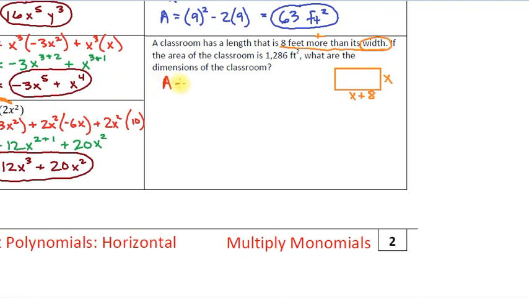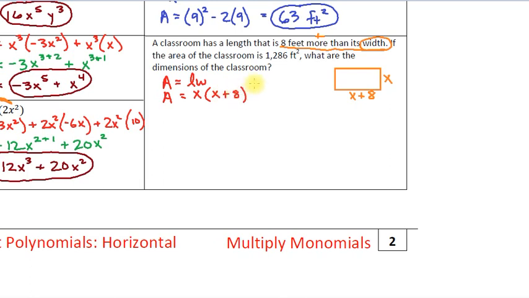The area, if we know the area of a rectangle is length times width, then we know that the area of this room is length times width. And actually, if you look at it, the x plus 8 is the length and the x is the width. It doesn't matter. When we multiply things together, we can write them in whatever order we want. And this is the order that we're most familiar with.